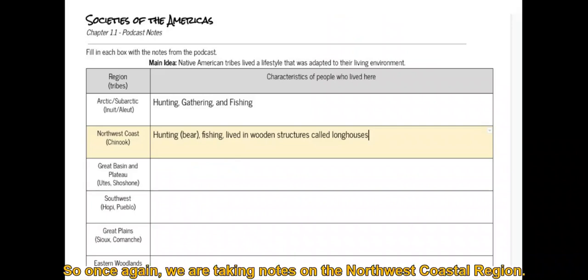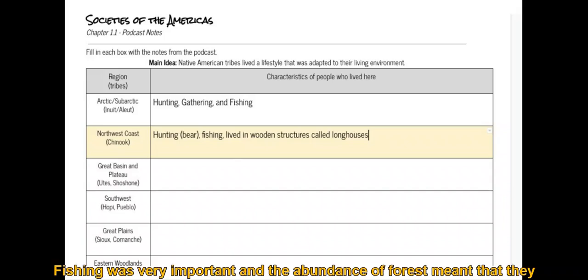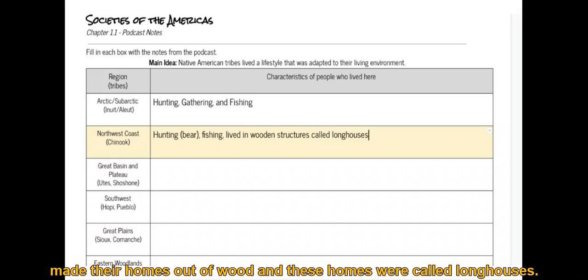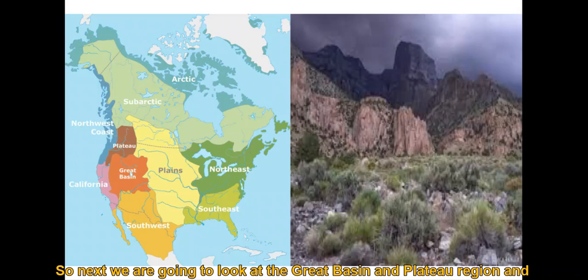Okay, so once again, we are taking notes on the Northwest coastal region. So go ahead and pause this and get this written down. The people here were hunters, mostly for bear. Fishing was very important, and the abundance of forest meant that they made their homes out of wood, and these homes were called longhouses.